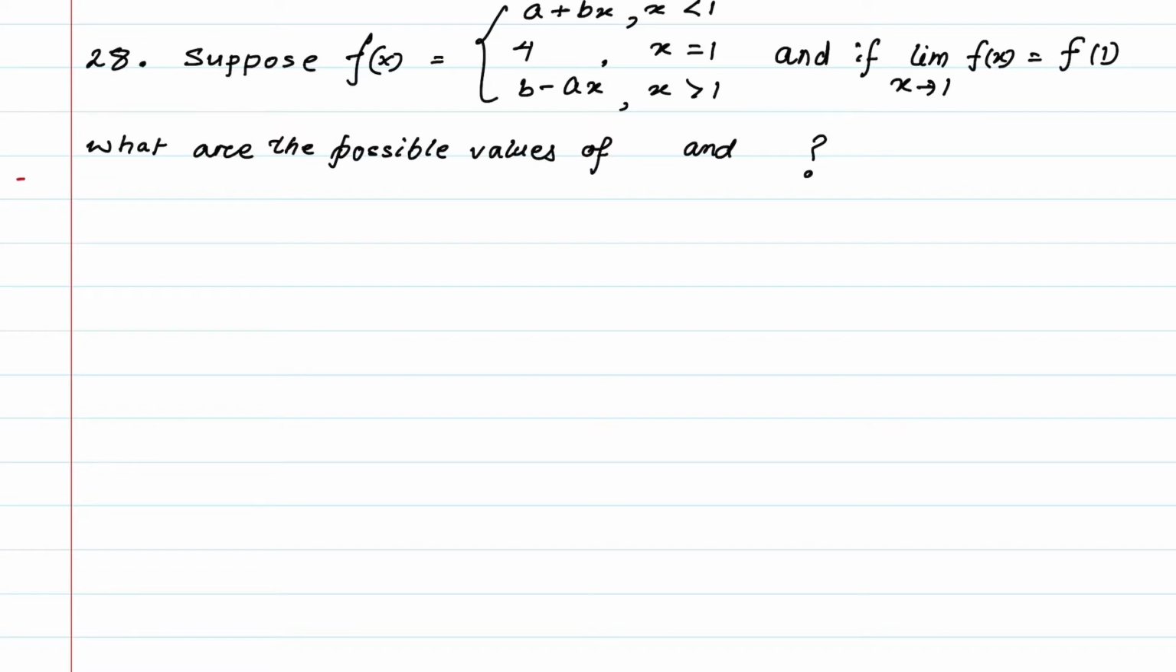So here one function f of x is given, which is equal to a plus bx when x is less than 1, and it is equal to 4 when x is equal to 1, and it is b minus ax when x is greater than 1. Also it is given limit of f of x as x tends to 1 is equal to f of 1. That means this limit does exist. We need to find the possible values of a and b. Now let me show you how to solve this.